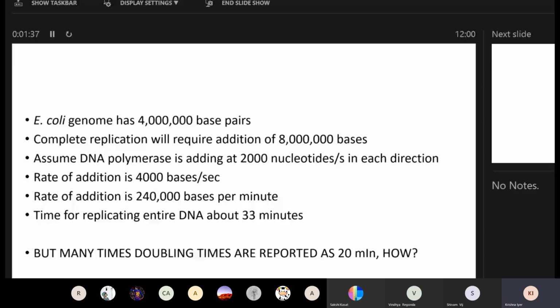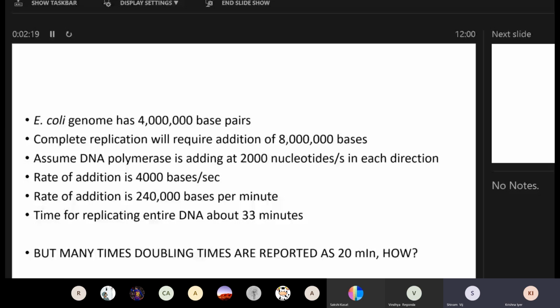How can this happen? Come on. Who is in this group? Shubham, Vinay, yes, guess. Sir, I think the first replication would take 33 minutes, and after that, when the second cycle starts, it would take less time. Why will it take less time? Because the nucleotides are already present, so the addition would be faster compared to the previous.